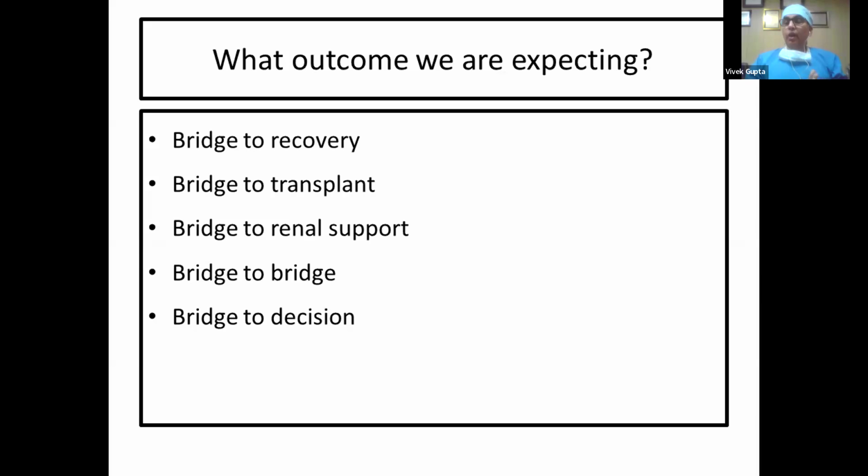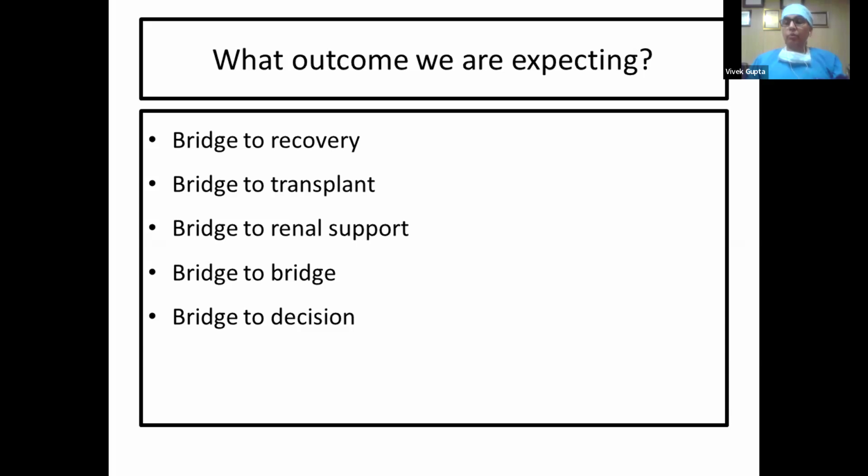Whenever we talk about ECMO initiation, we should quickly look for a destination. What exactly do we want to achieve? We know that ECMO is a bridge, it is not a definitive therapy. So it may be a bridge to recovery, which we accept in most cases, like toxic myocarditis, viral myocarditis, or acute coronary events, where we expect that these patients may recover.